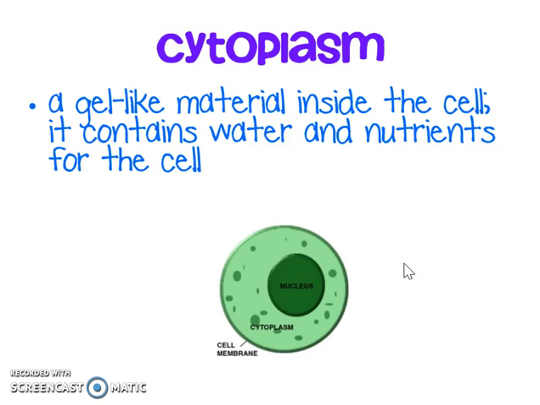All right, I've already mentioned cytoplasm. This is the gel-like material, the jelly inside the cell. It contains water and nutrients that the cell needs. So in this picture here, the cytoplasm would be all the light green. So we have the nucleus and then the cell membrane, which we are going to get to. So the cytoplasm is actually where all the organelles are suspended.